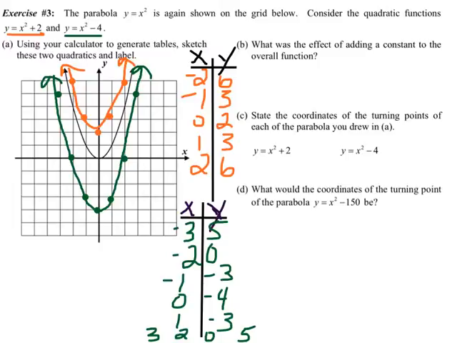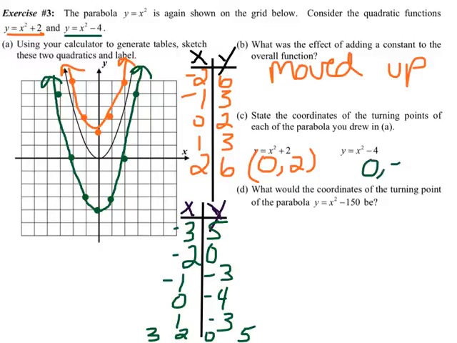So that is what happened in orange. What happened to my orange? Well, hopefully you noticed that it went up. It moved up. Now it says C, state the coordinates of the turning point of each of the parabolas you drew. Well, hopefully you noticed that it was 0, 2. In green, hopefully you noticed that it was 0, negative 4.